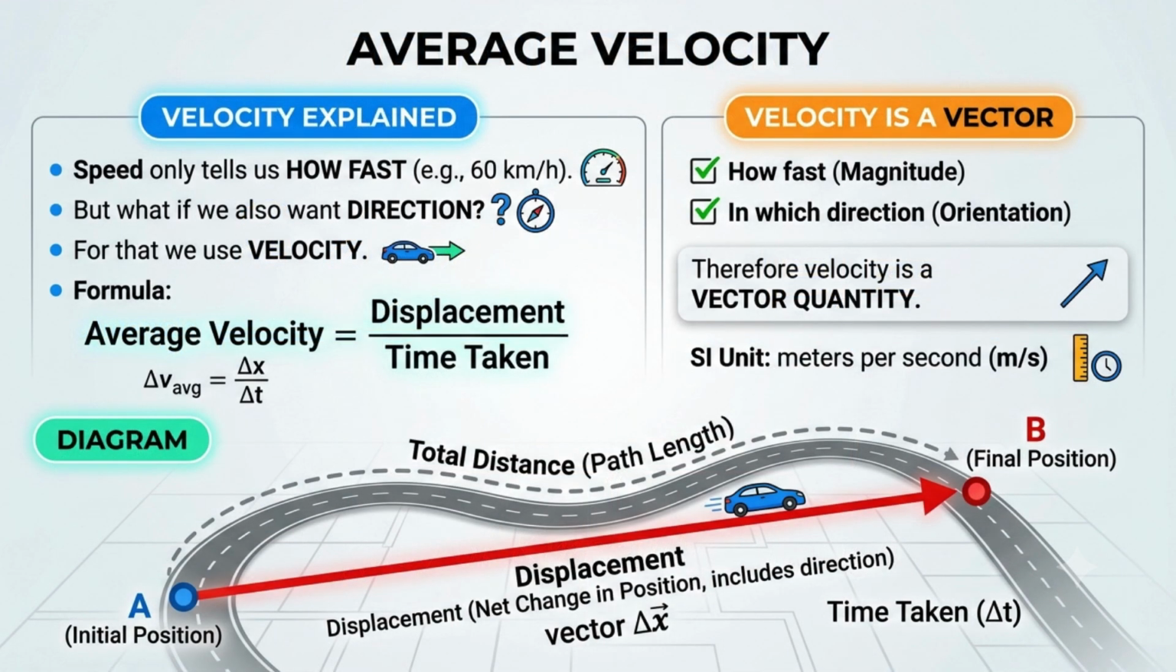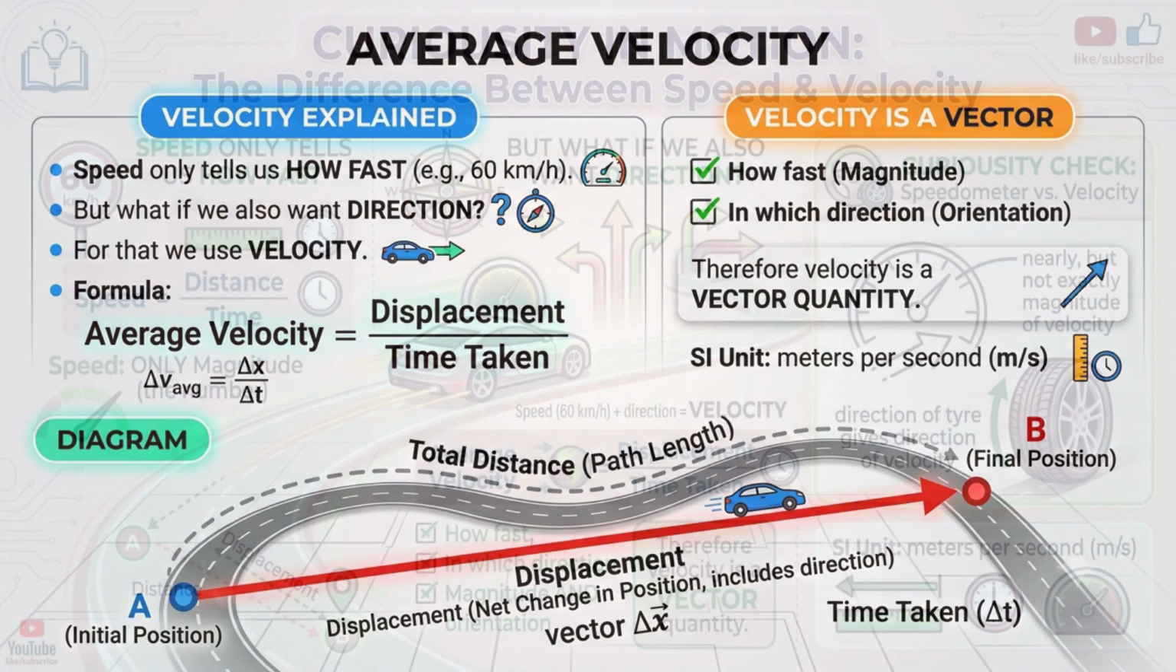The next topic is average velocity. Speed tells us only how fast an object is moving. But what if we also want direction? For that we use velocity. Formula of average velocity is equal to displacement divided by time taken. Velocity tells how fast and in which direction. Therefore, velocity is a vector quantity. SI unit of velocity is m/s.